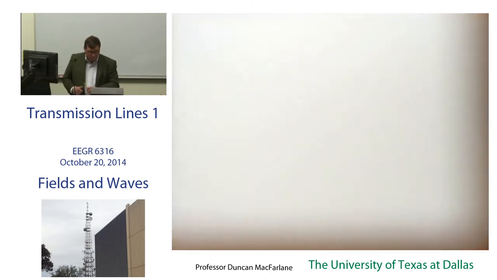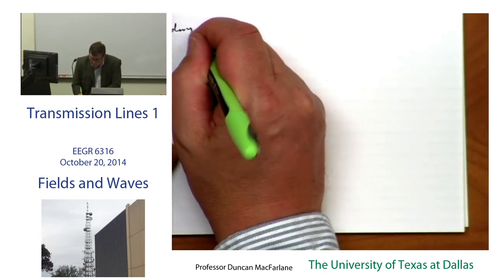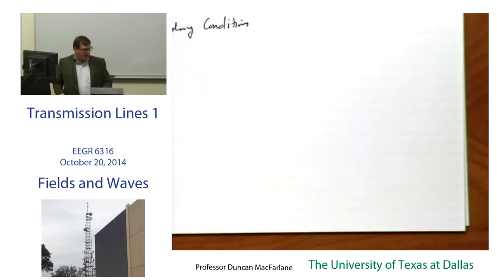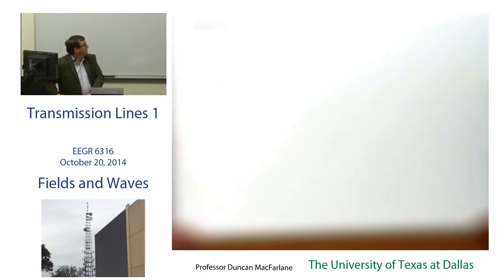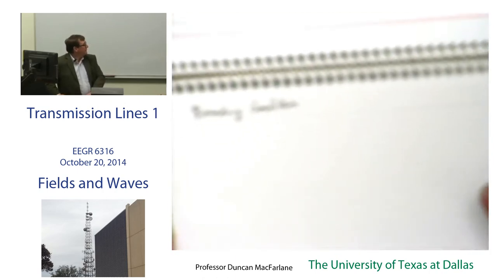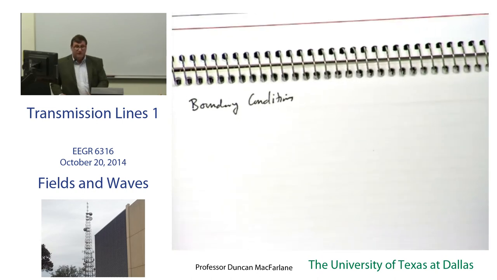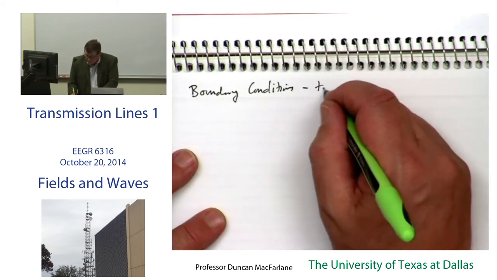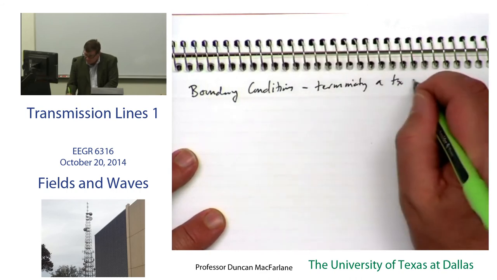Okay. So we solved the differential equation. We should spend a second to look at boundary conditions. And what I mean by that is terminating a transmission line.